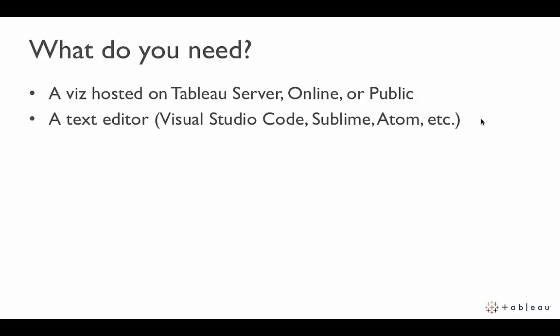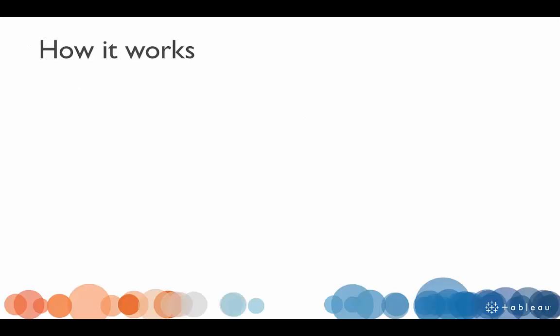You also will need a text editor of some sort. Throughout this series, you will see me use Visual Studio Code, which is a nice free text editor. But you can use whichever text editor you prefer, for example, Sublime, Atom, any text editor designed for code editing. So let's talk about how the JavaScript API works and how you enable it.